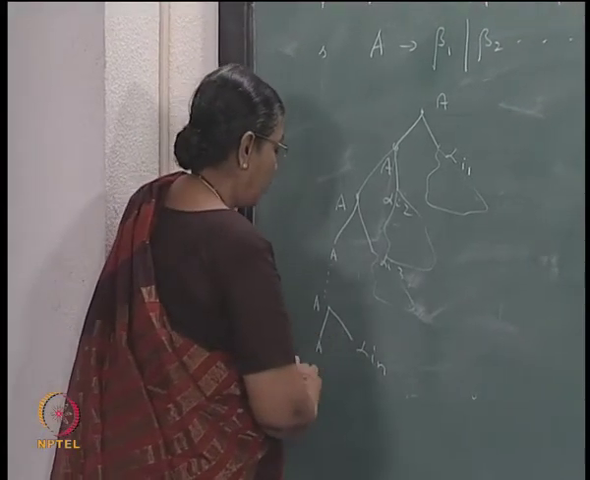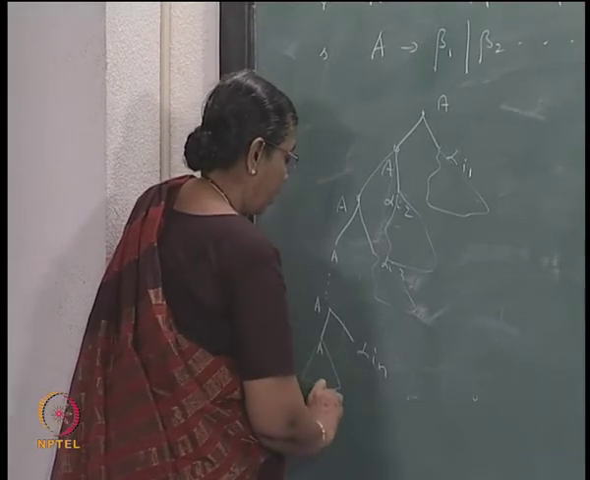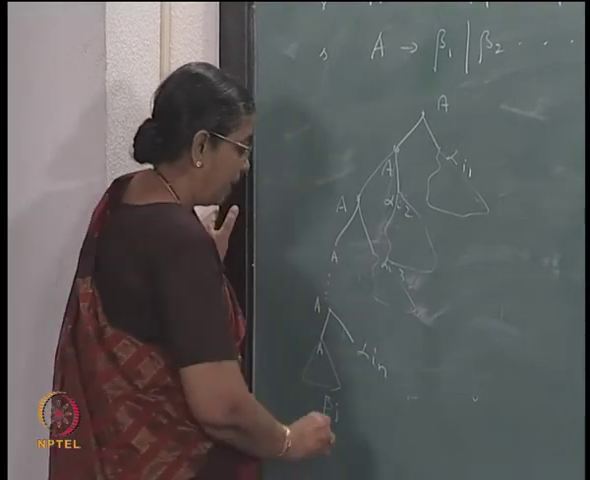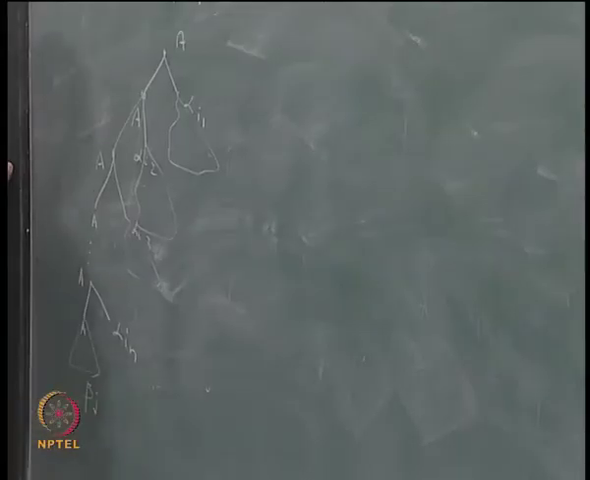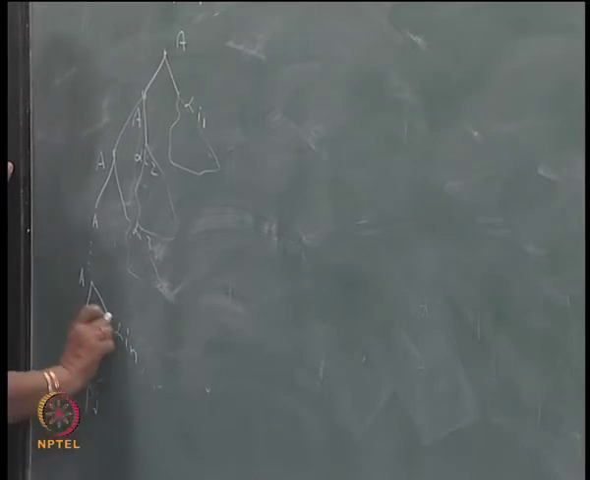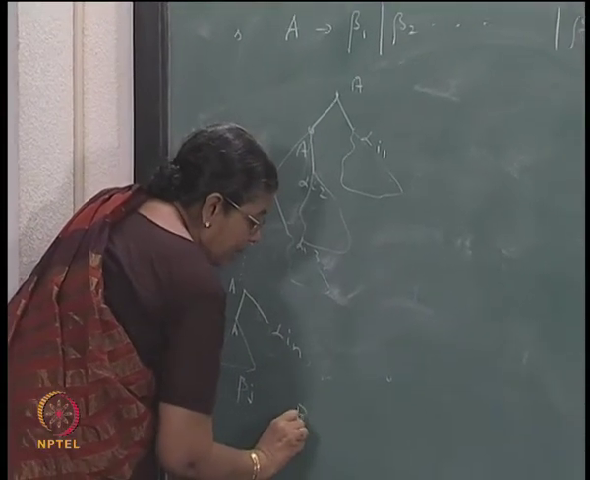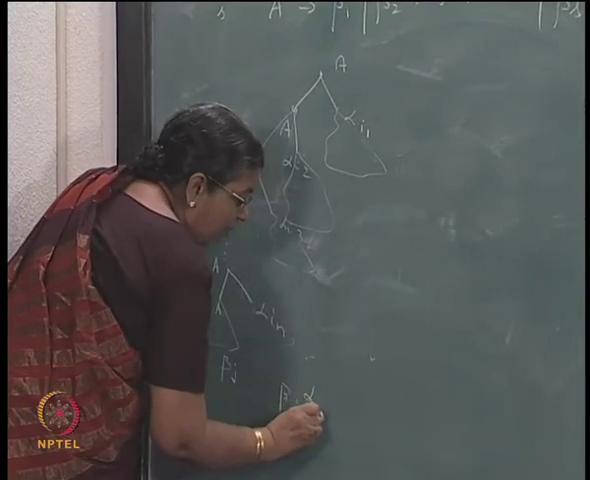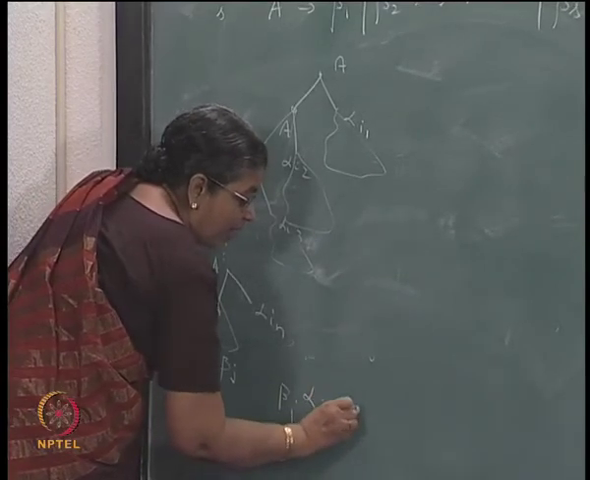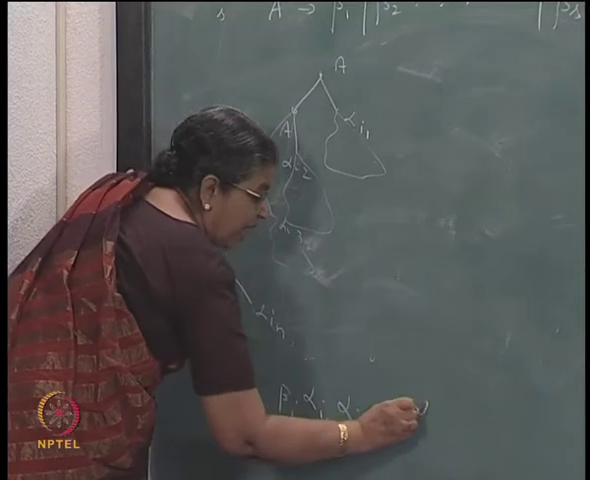and then here you use a non-recursive rule beta j. From this again you can derive something. So, from this A, the string derived is beta j alpha I n minus 1 ... alpha I 1. The string derived is this. Okay.